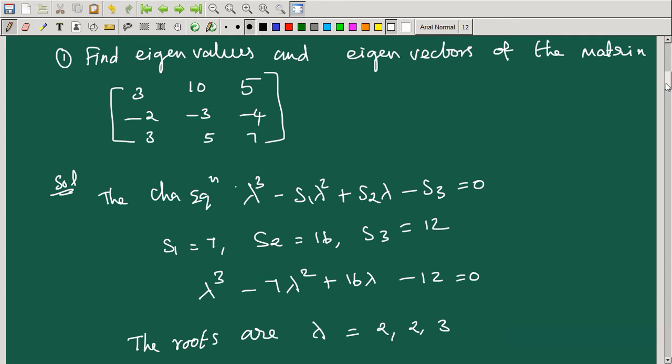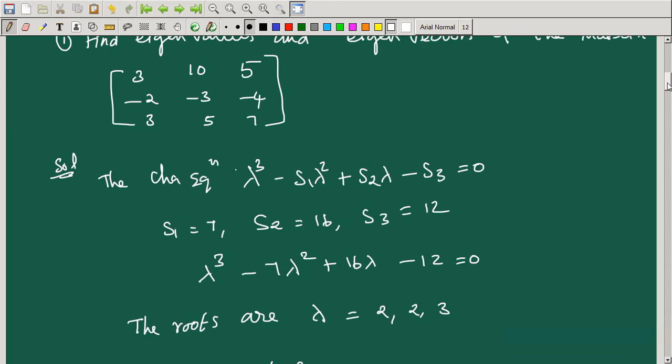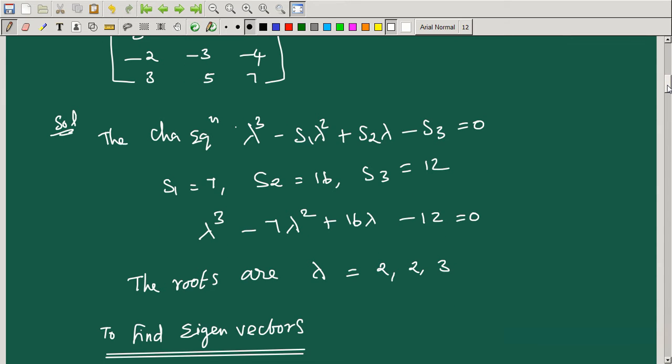Then after finding, what is S1? S1 is nothing but the sum of the main diagonal elements. S2 is nothing but the sum of the minors of the main diagonal elements. S3 is nothing but determinant A. Then you write the characteristic equation, substituting all the values S1, S2, S3. After solving this equation, you can use either synthetic division or a calculator.